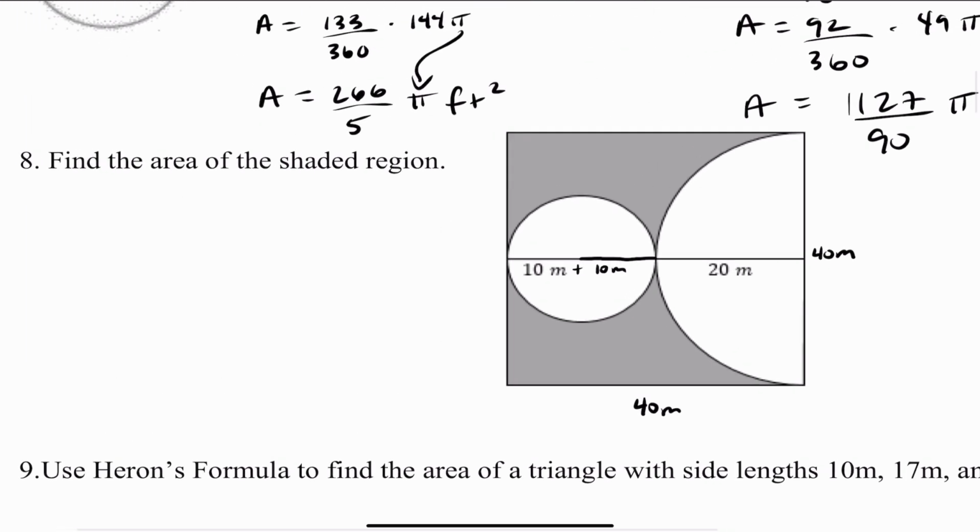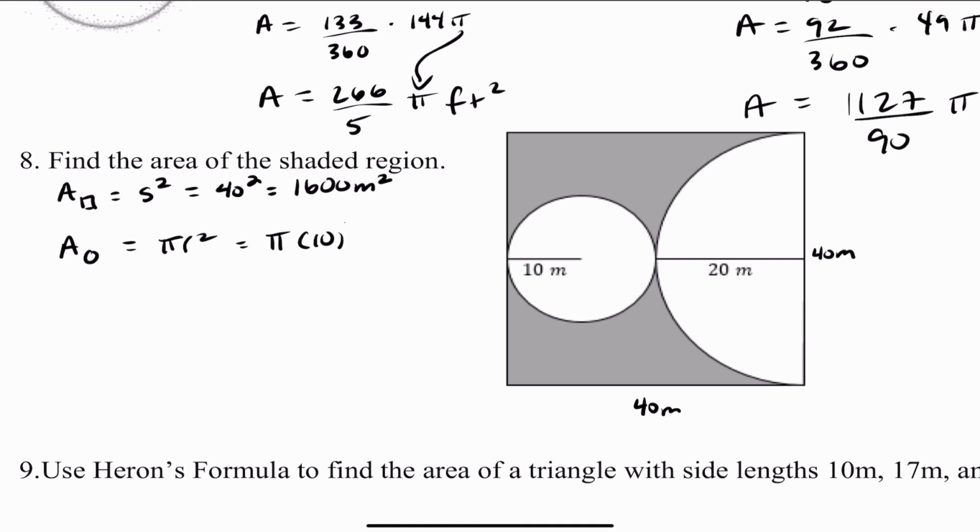All right, here we go. I'm just going to erase this now. We're going to have to find the area of the square. The area of the square is just side squared. So 40 squared is equal to 1,600 meters squared. And to find the area of the circle, it's pi r squared, which is pi times 10 squared. That's 100 pi.